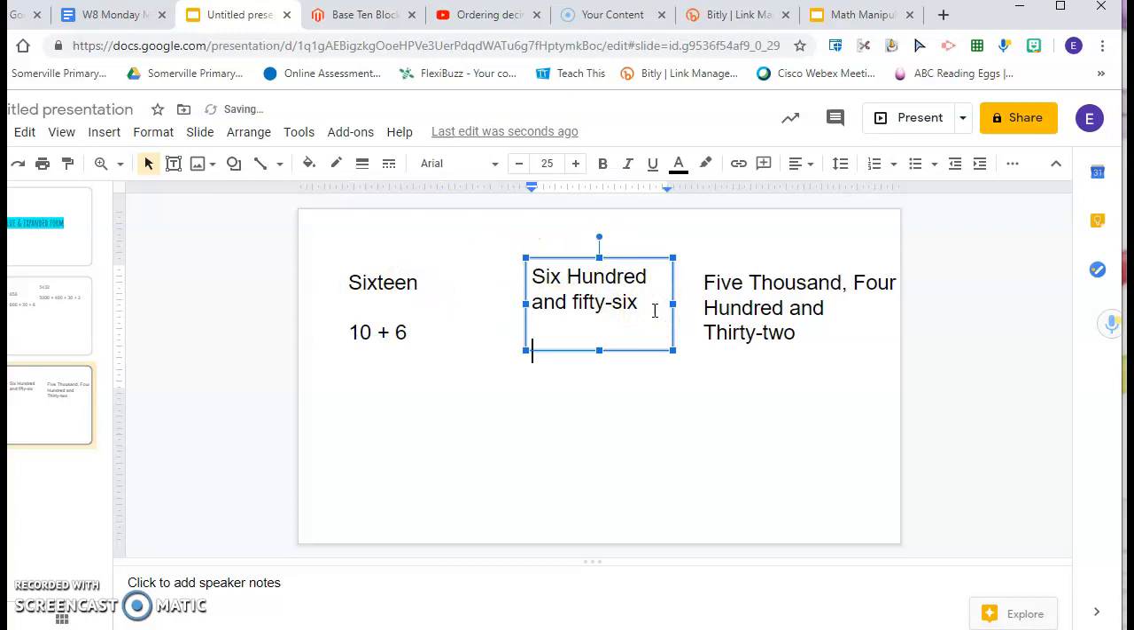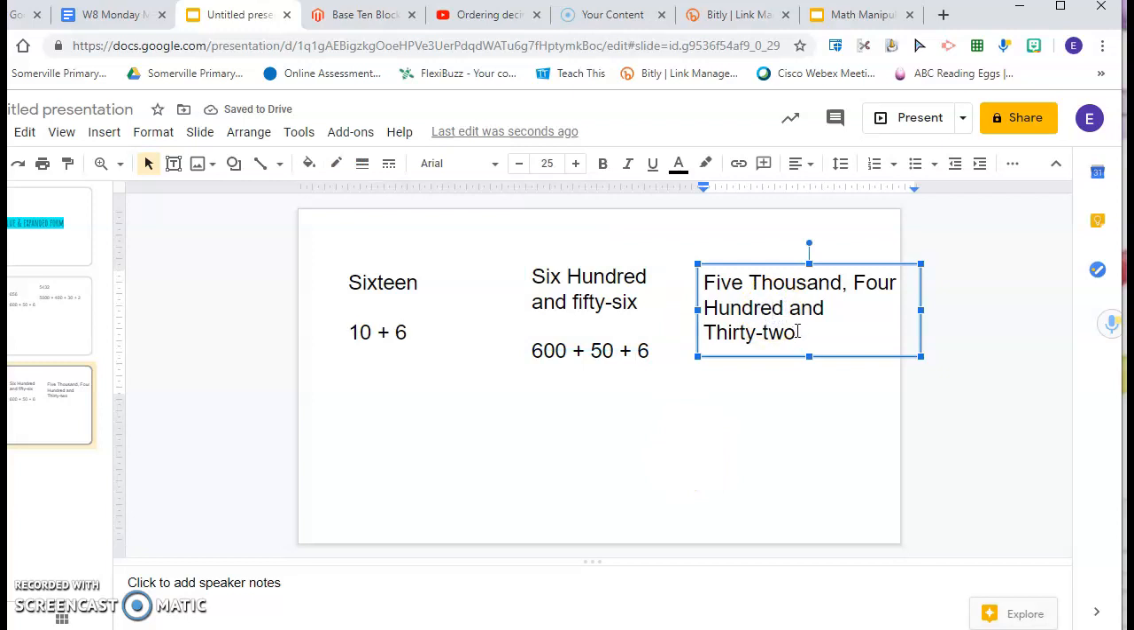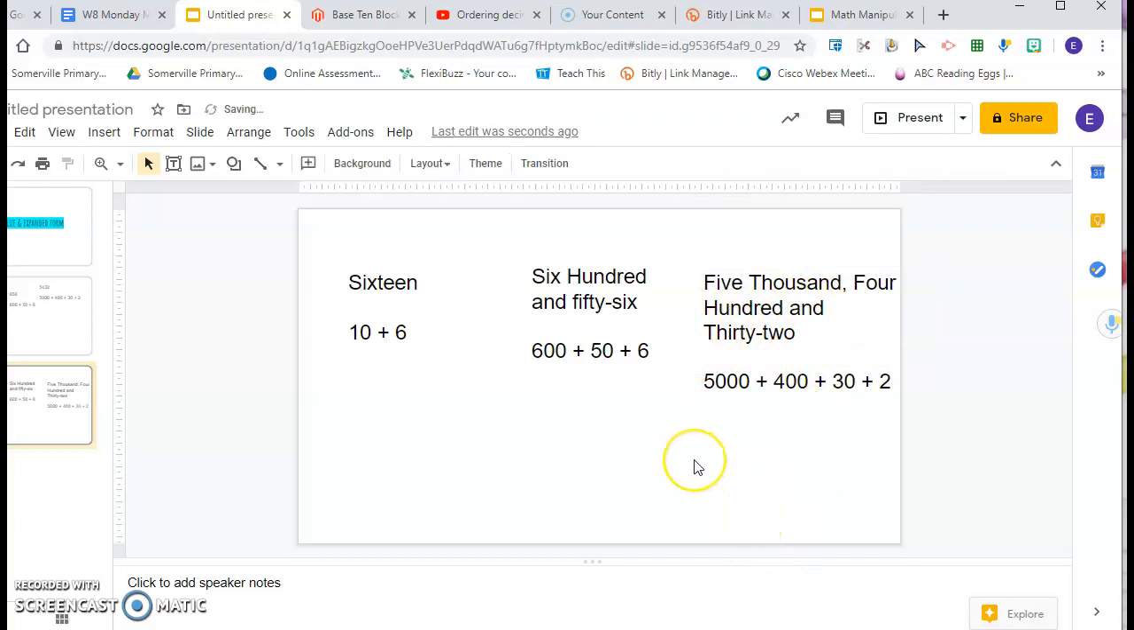Same with 656. We know we have 600, and we know we've got 50 plus our 6. Same with 5,432. We've got our 5,000, it tells us we've got 400, so we need to write the number 400, and it tells us we have 30 plus our 2 ones. There you go.